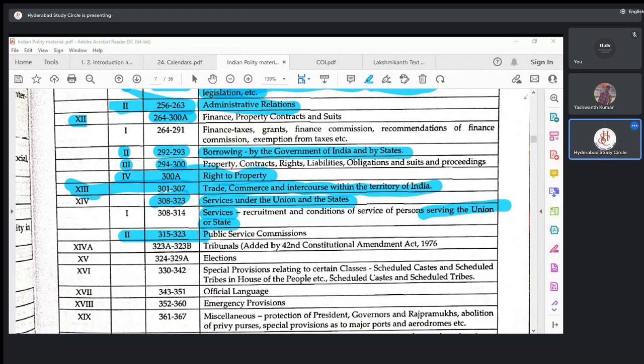Continue, Yashwant. Which part have we completed? Sir, chapter number 2, Article number 323. Okay, next. Continue, please.